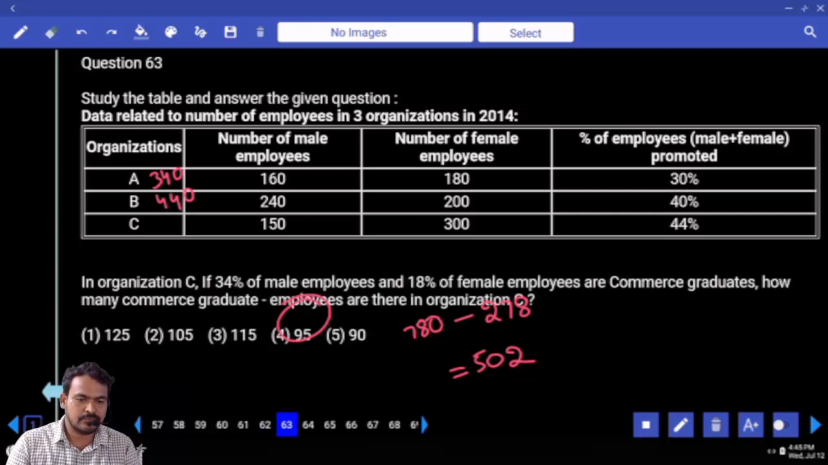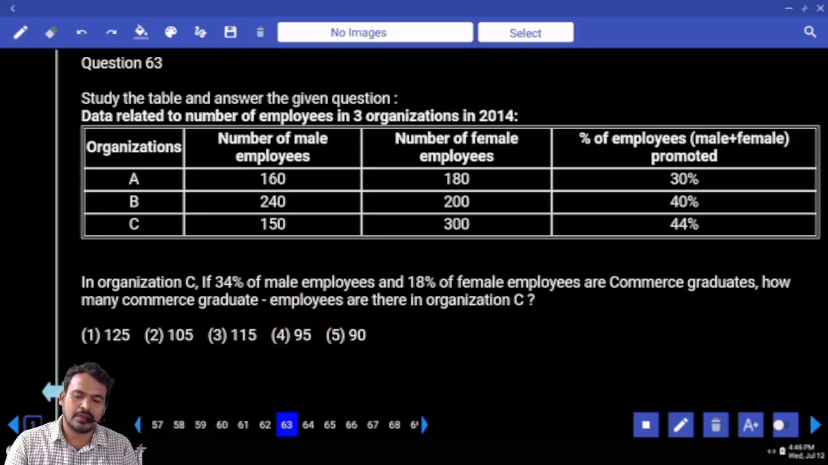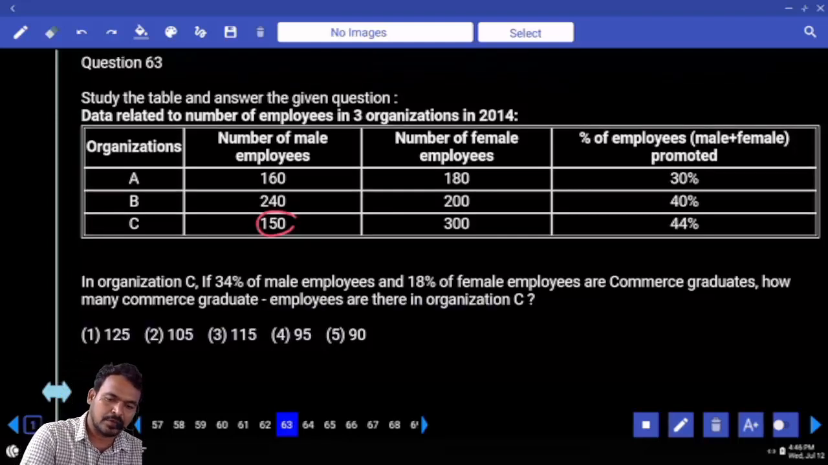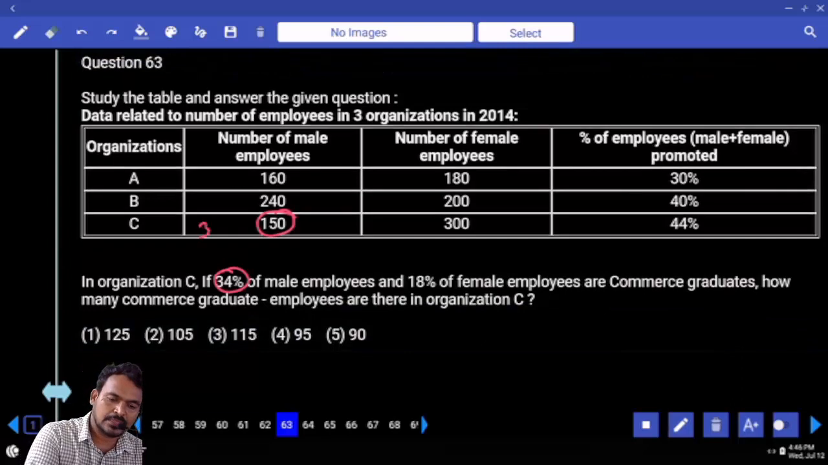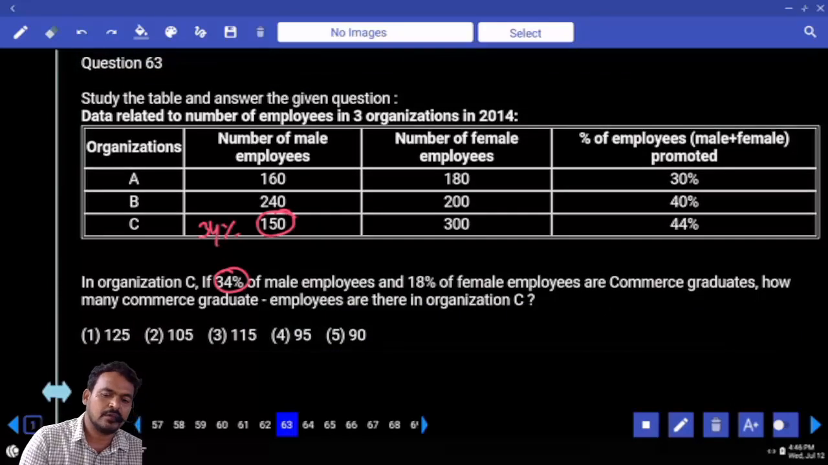Next, 63. In an organization, 34% of the male employees and 18% of the female employees are commerce graduates. How many commerce graduate employees are there in the organization? First, what is the total male employees? 150. In that how much percent? 34%. Either 34% of 150 or 150% of 34.